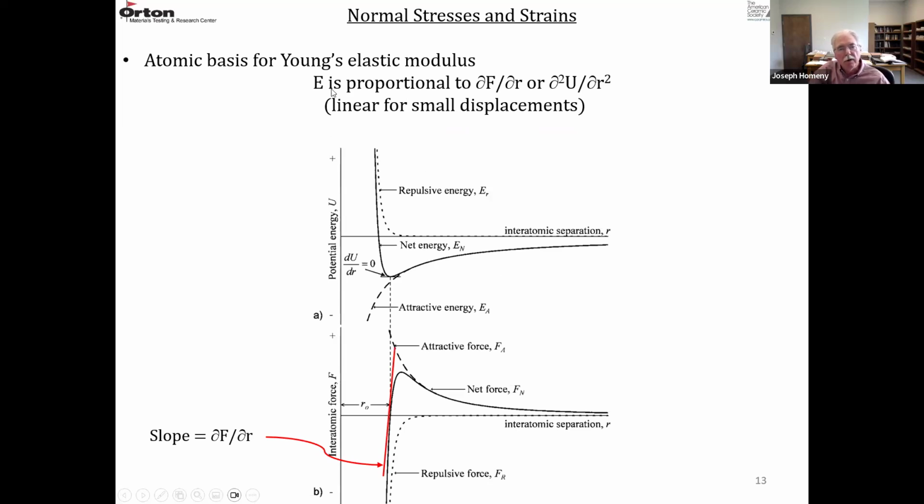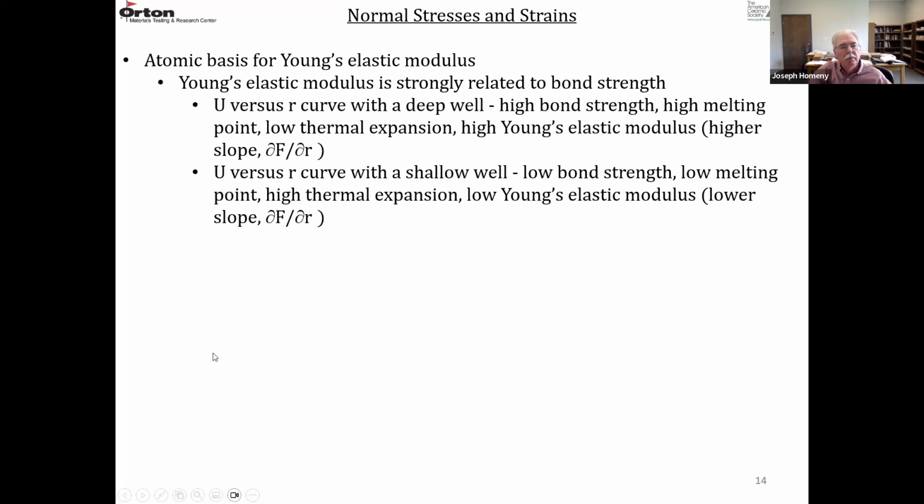So the Young's elastic modulus is proportional to the slope dF/dr, or the second derivative of U with respect to r. So we can draw a line here that's tangent to this curve where the force is 0 at r0. So the slope is dF/dr, and it's linear for small displacements. So the Young's elastic modulus is related to the bond strength.